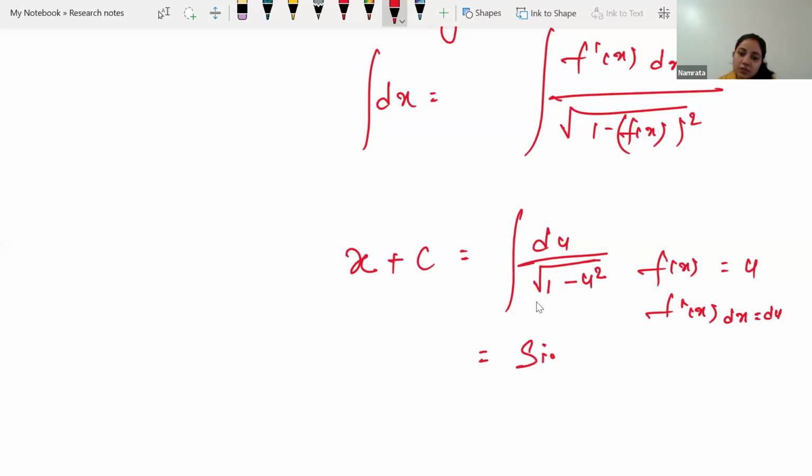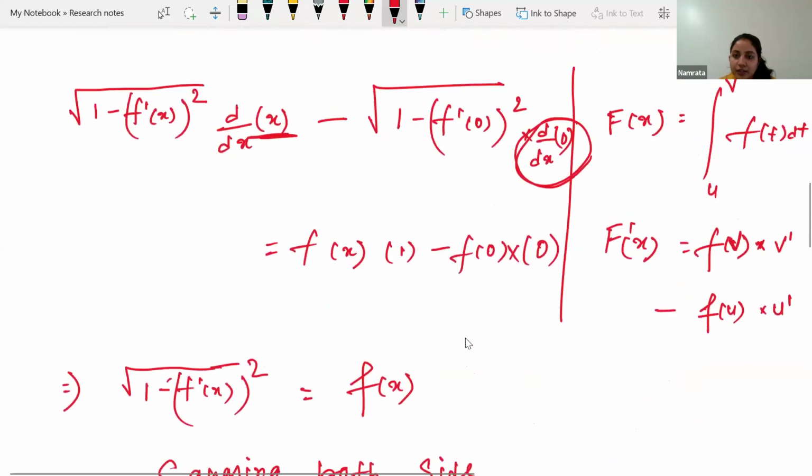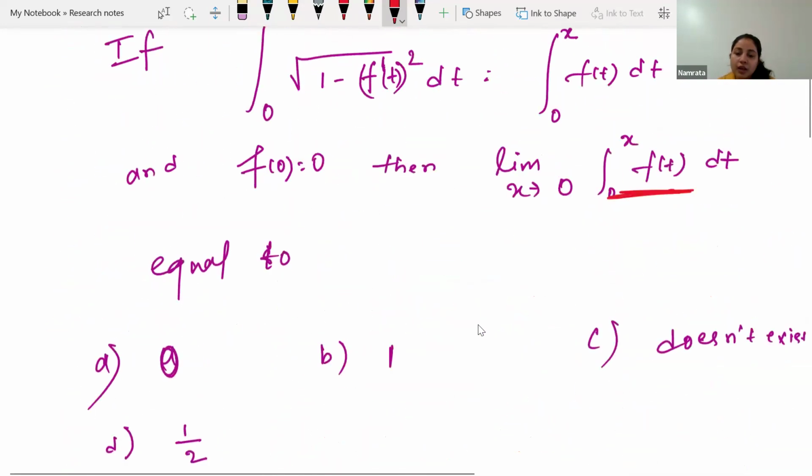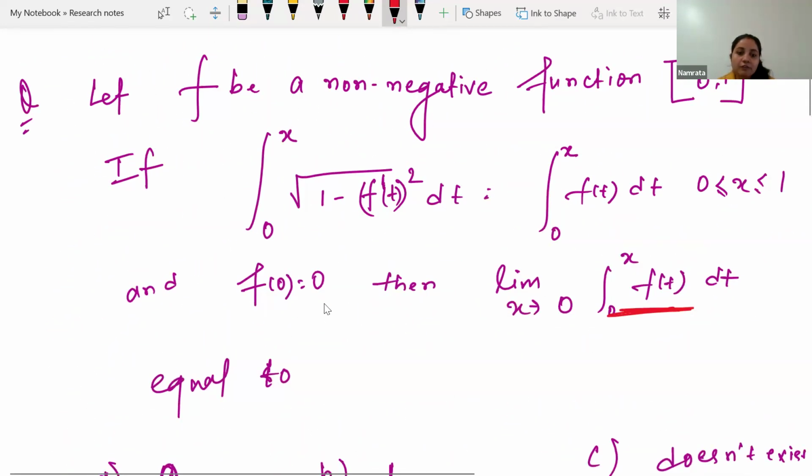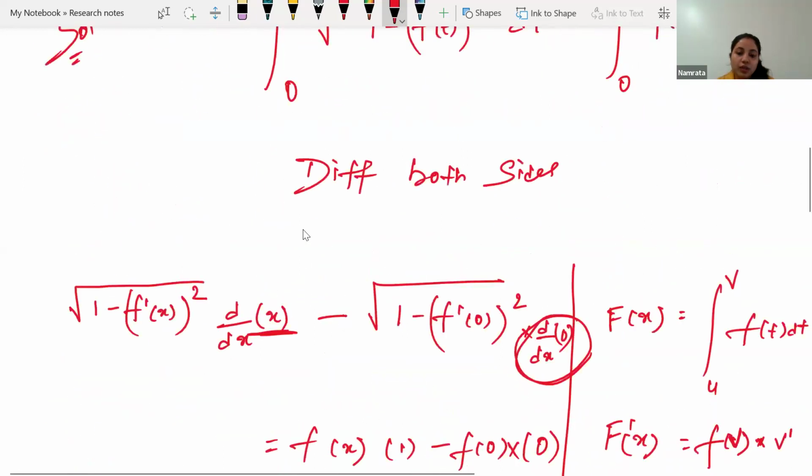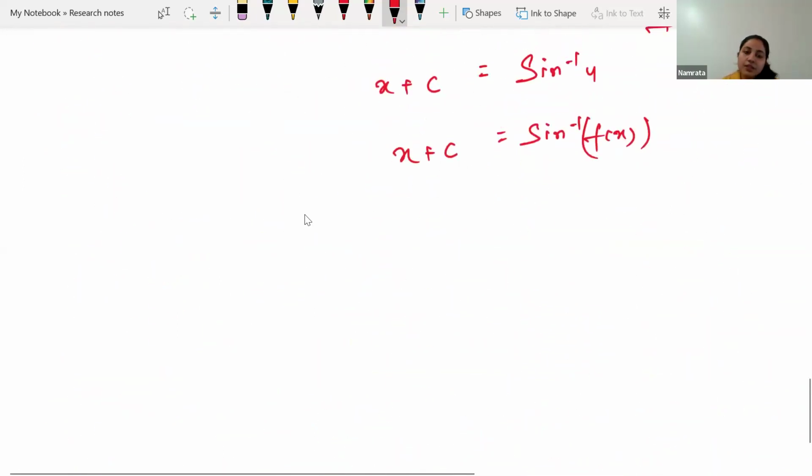So sine inverse u. Here we'll be having x plus c. U means what? F of x. So we are having sine inverse f of x over here, and here we are having x plus c, the constant of integration. Still we have to find c so that we can go ahead and find this limit. So it is given that f of 0 is equals to 0.